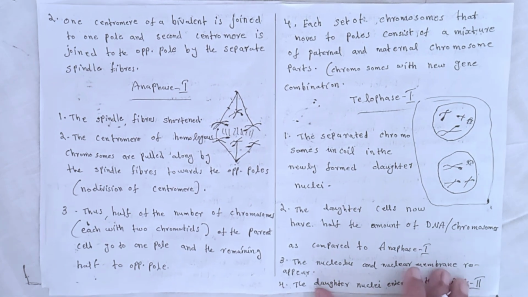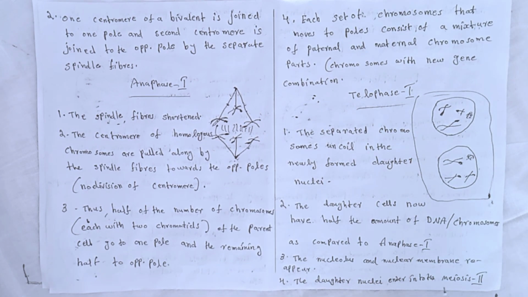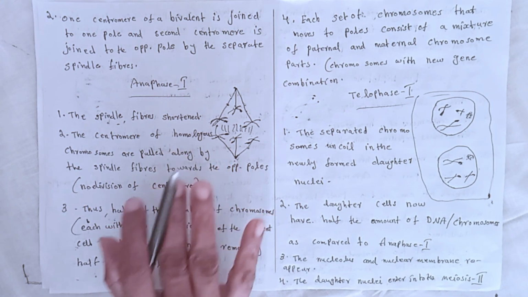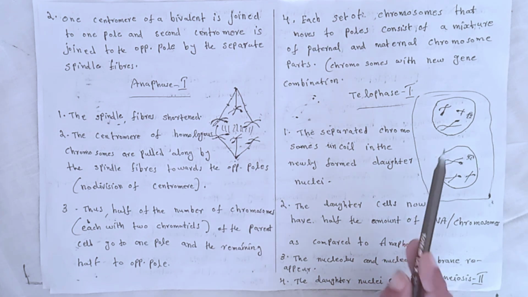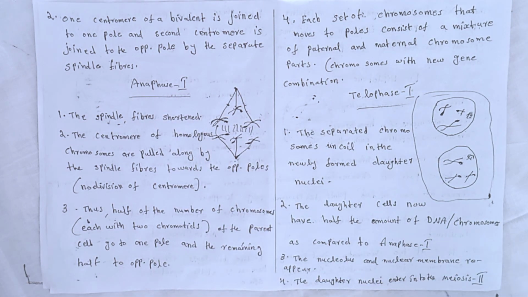In the next session we discuss meiosis 2. Now we have completed all steps of meiosis 1 in detail with pictures and points very clearly. In the next session we discuss the second part of meiosis, that is meiosis 2.